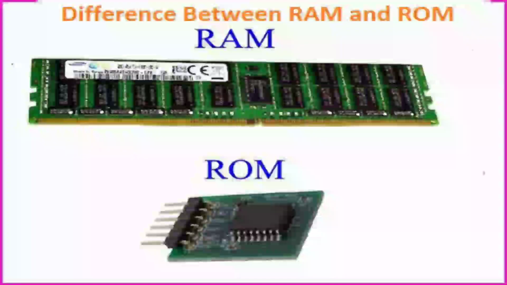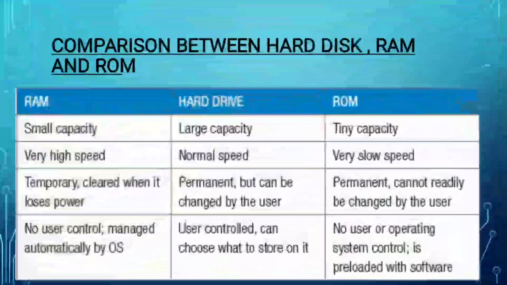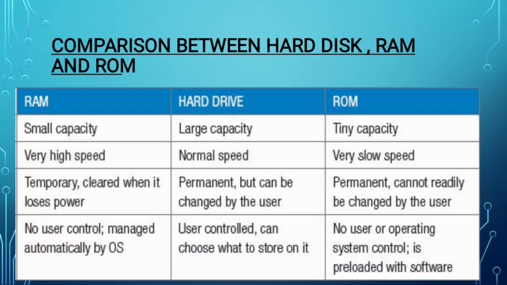We have discussed the difference between RAM and ROM. We can also see the difference by their images. Now comparing RAM, hard drive and ROM with each other. RAM has small capacity, it has very high speed, it is temporary, cleared when it loses power, it has no user control, it is managed automatically by the OS.